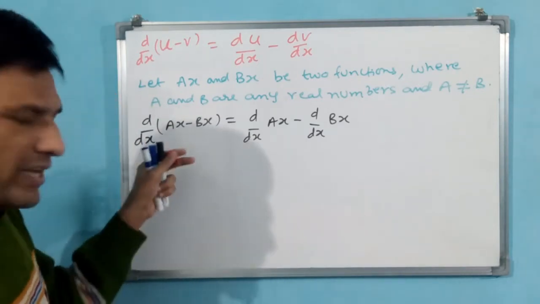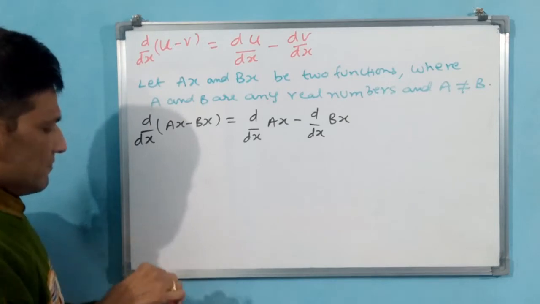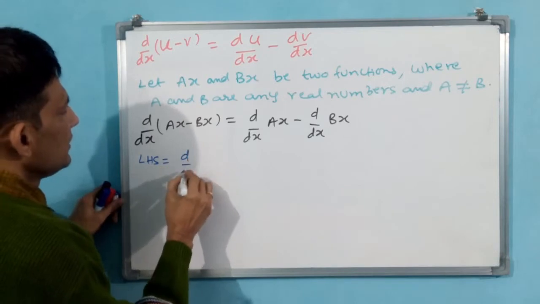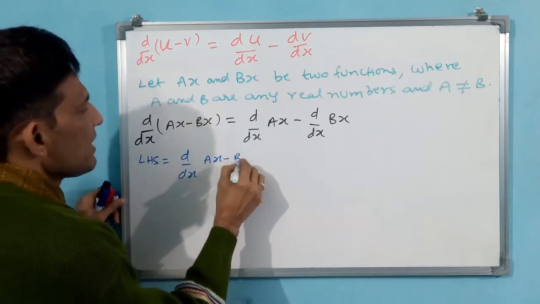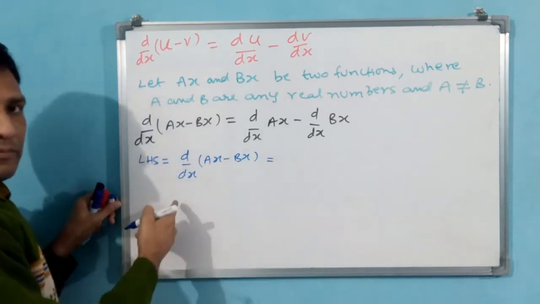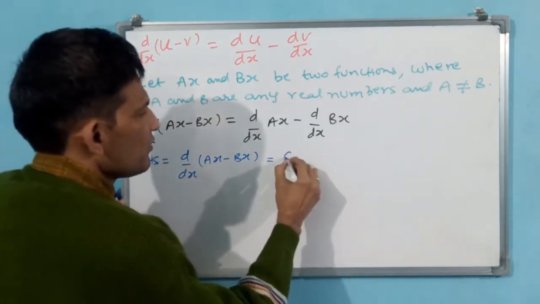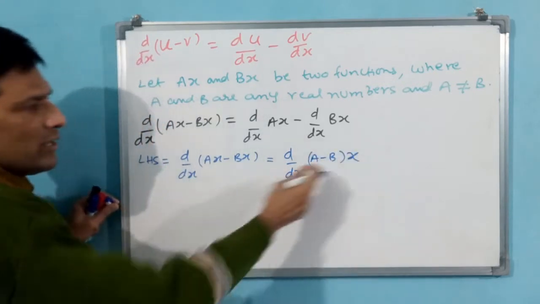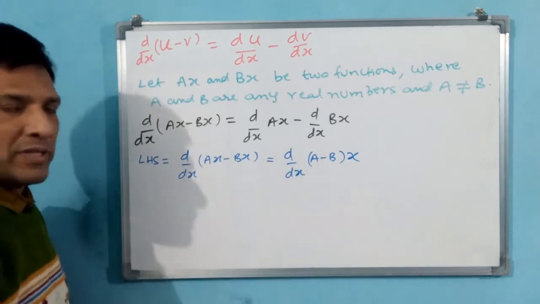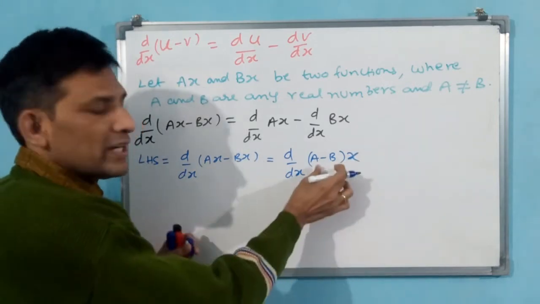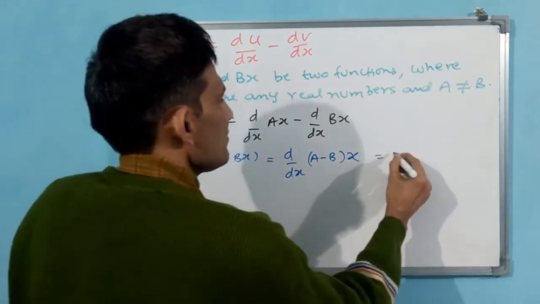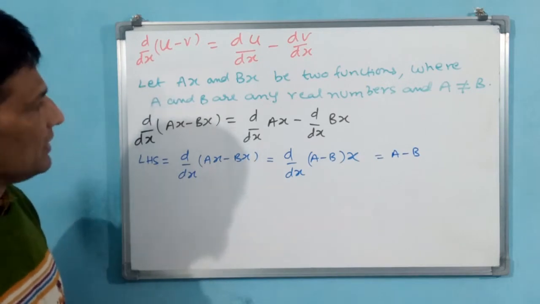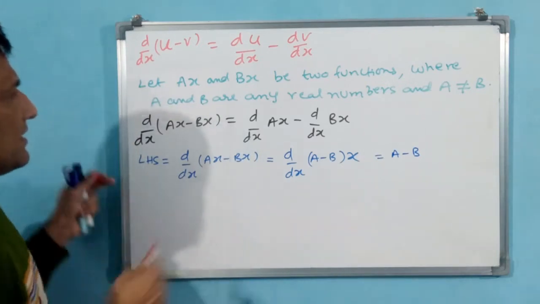Now take LHS first. LHS is equal to d by dx of (ax minus bx). Here also you see x is common, so you take x common: d by dx of (a minus b) into x. Now x is having only power 1, and this you can take as coefficient. That is equal to a minus b. Is it okay? Definitely okay.